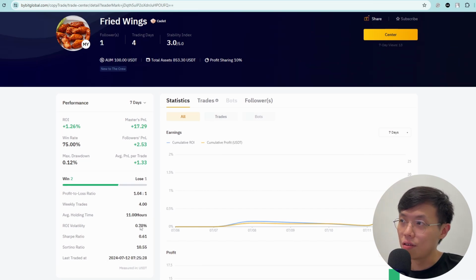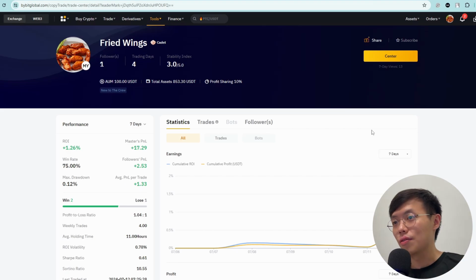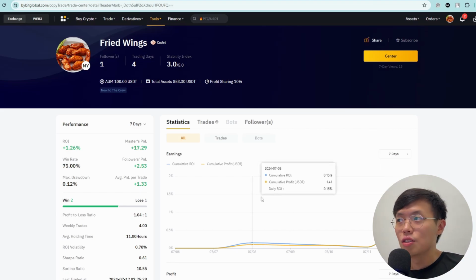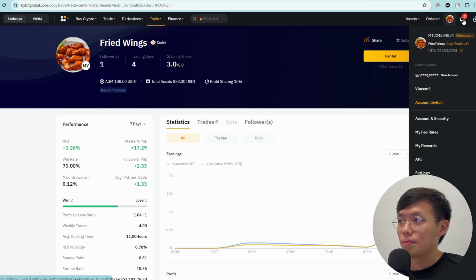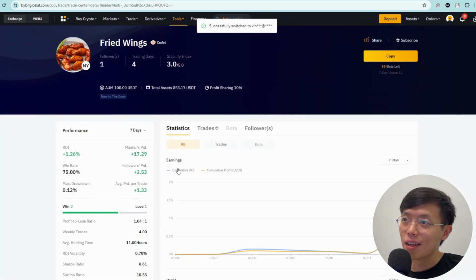I just opened this recently, and you can copy others, or you can open up so that others can copy yours, right? So it's as simple as that. So yeah, this is how we operate copy trading, right?